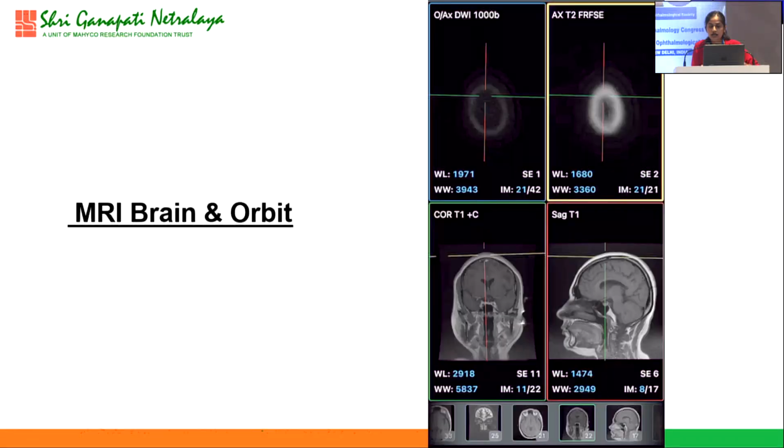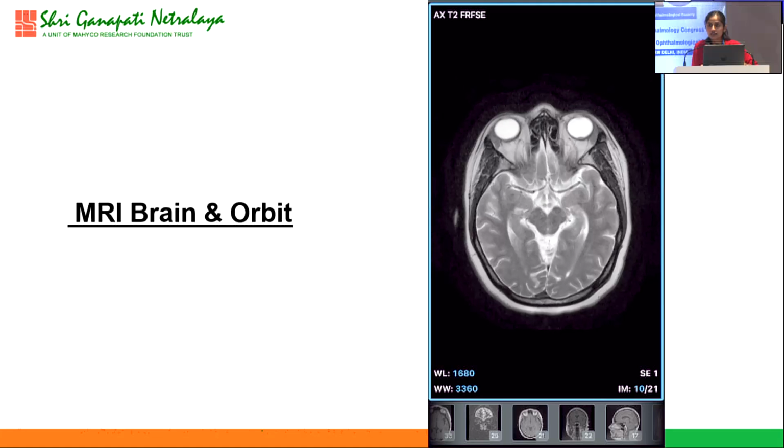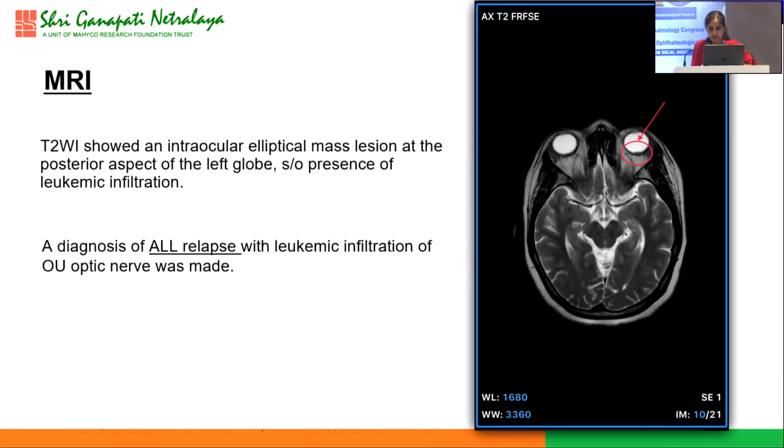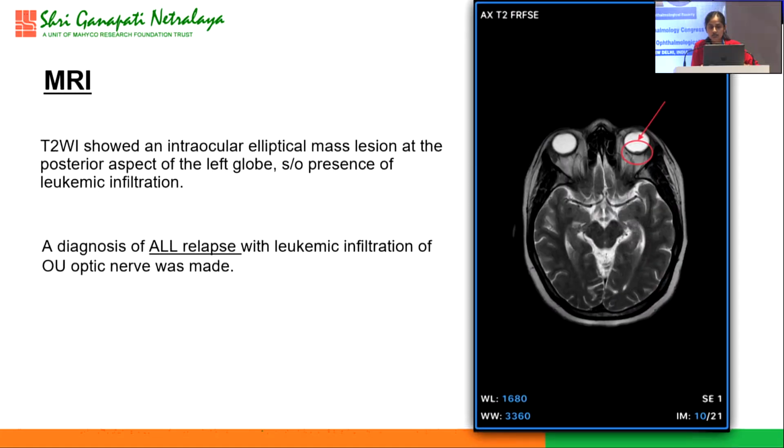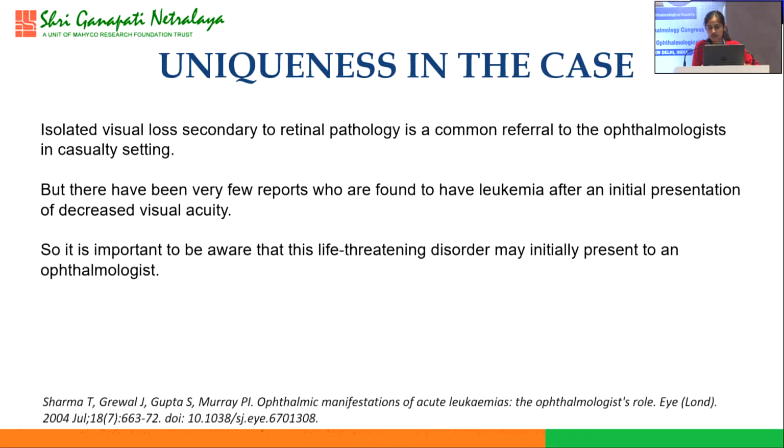An MRI of the brain and orbit was advised to see if there were any secondaries in the brain or any CNS involvement. We could see an intraocular elliptical mass lesion in the posterior aspect of the left globe that suggested the presence of leukemic infiltration. So the diagnosis of ALL relapse with leukemic infiltration was made.